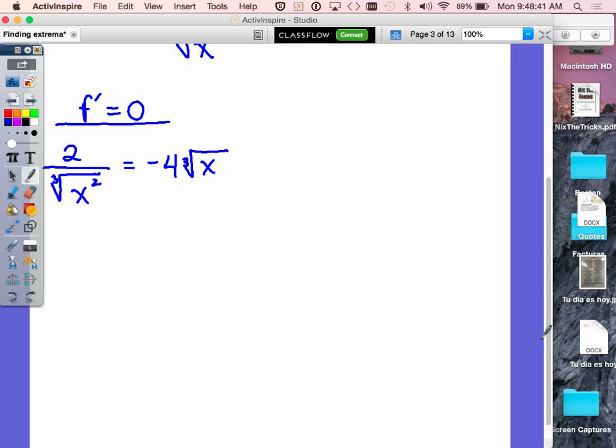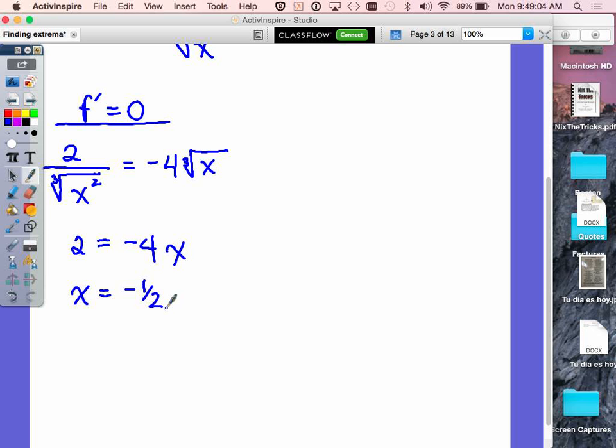I'm going to multiply this denominator on both sides of the expression, and I'm going to be left with 2 equals negative 4, and the cube root of x times the cube root of x squared is the cube root of x cubed, which is just x, leaving me with x equals minus 1/2.